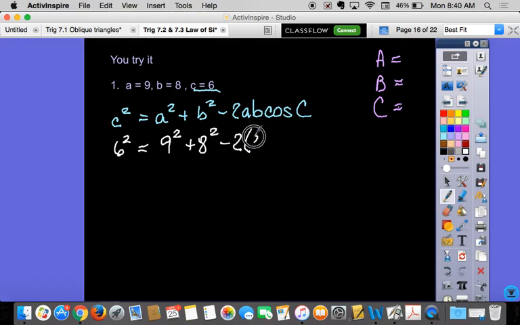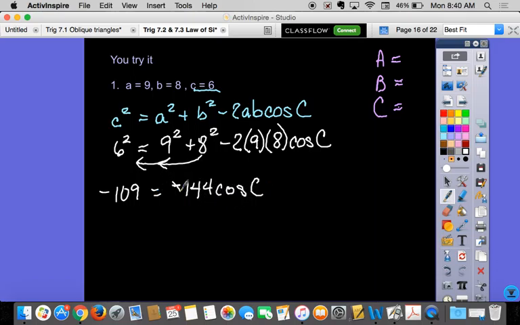2 times, what is this, 9, and then 8, and then cosine c, because I don't know it. Okay, remember, these two are going over. And if it helps you to draw those, then draw them. 6 squared minus 9 squared minus 8 squared. All right, so a negative 109. And then I have 2 times 9 times 8. Just remember that it's negative.